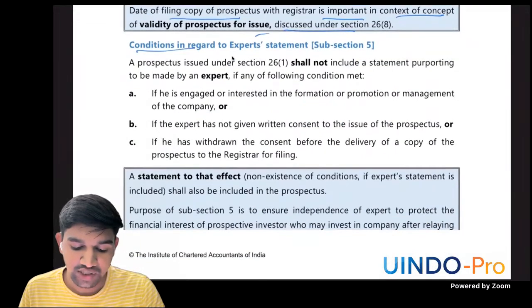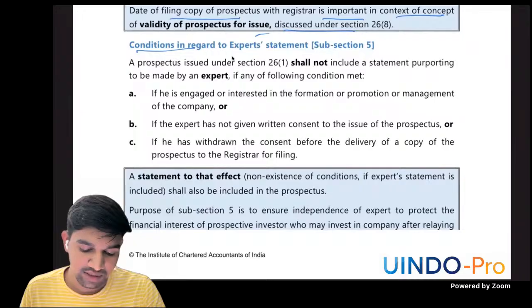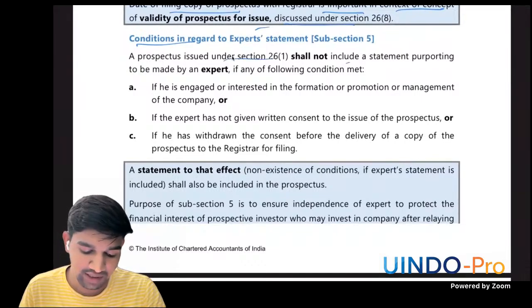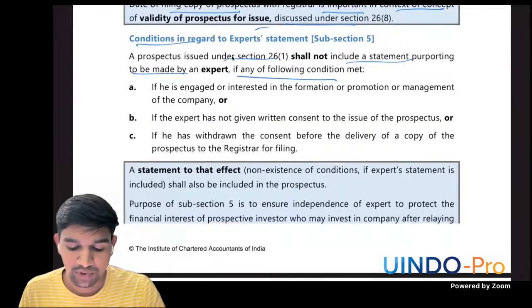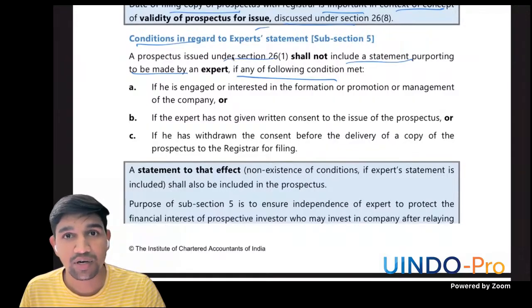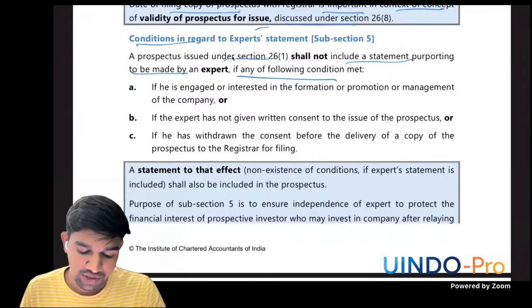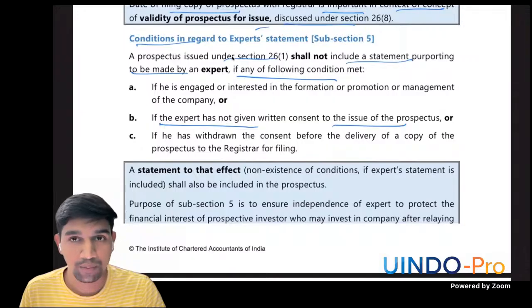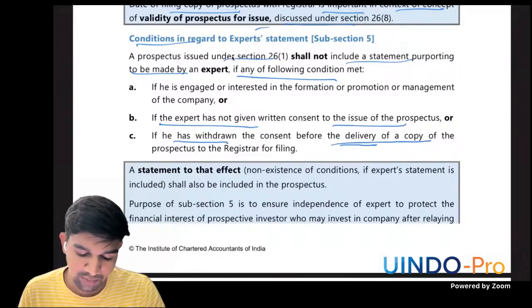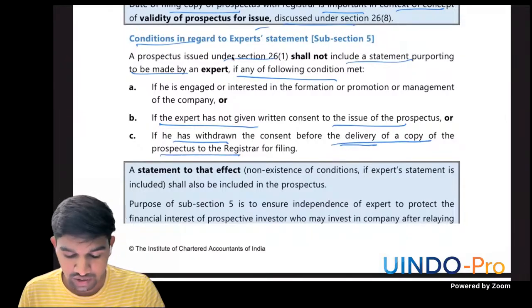Conditions in regard to expert statement in prospectus: subsection 5 deals with the conditions in regard to the expert statement. A prospectus issued under Section 26, subsection 1 shall not include a statement purporting to be made by an expert if any of the following conditions apply: if he is engaged or interested in the promotion, management, or formation of the company, or if the expert has not given written consent to the issue of the prospectus, or he has withdrawn the consent before the delivery of a copy of the prospectus to the registrar for filing.